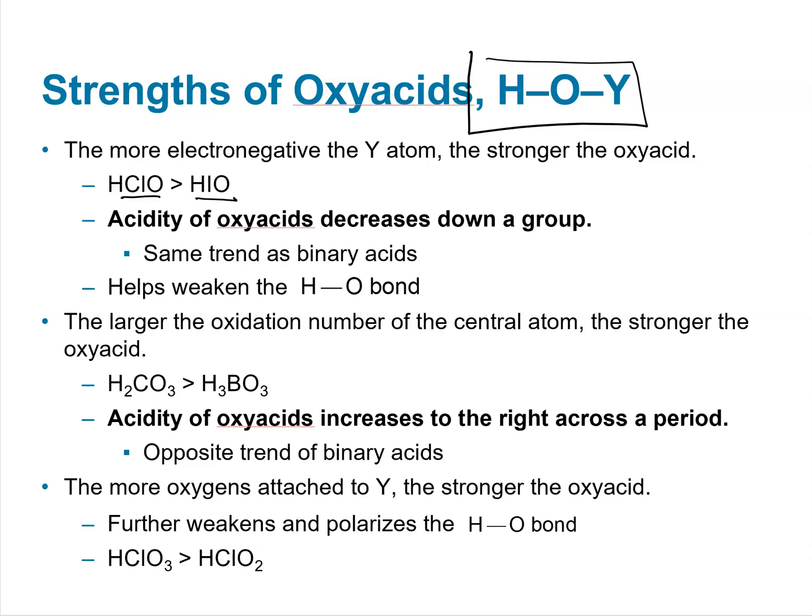And lastly, the more oxygens you attach to your central atom, the stronger the oxyacid. So if you see some central atom and it's got 3 oxygens bound to it, that's going to make for a pretty strong oxyacid compared to one where you only have 1 oxygen bound to it. Good example here on the very bottom.